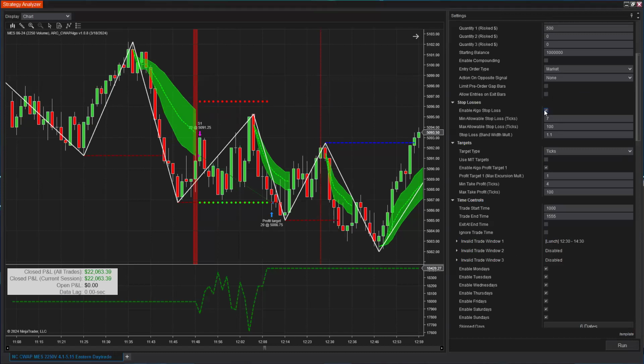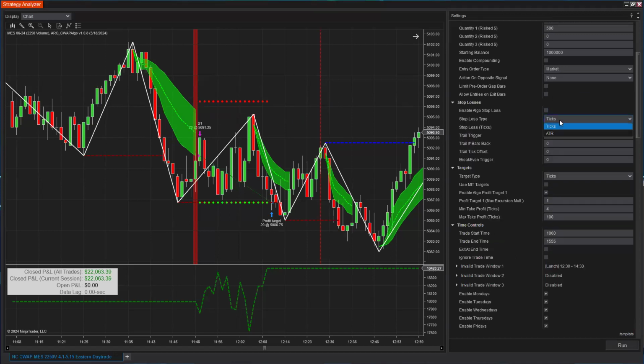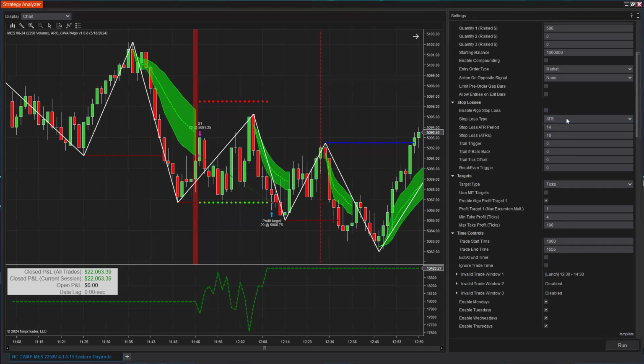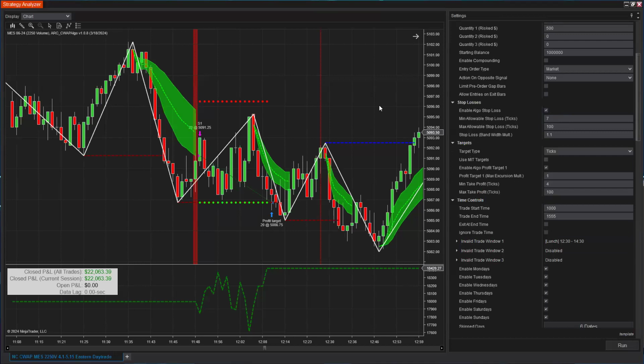If you disable it, you've got a couple options: static ticks or ATR. With ATR, you could set the period, you could set the number of ATRs, might use an ATR multiple of 2 or something like that. You can do that. Most traders are going to use the algo stop loss because it's going to really help you position size.